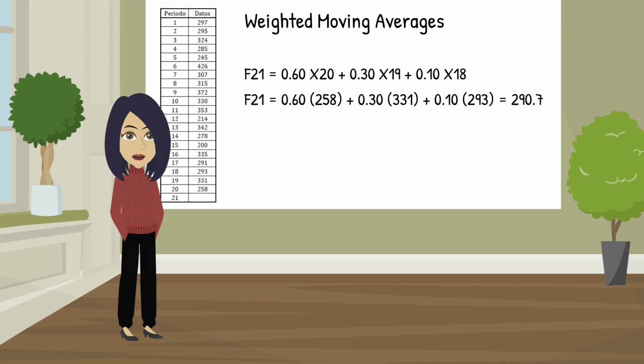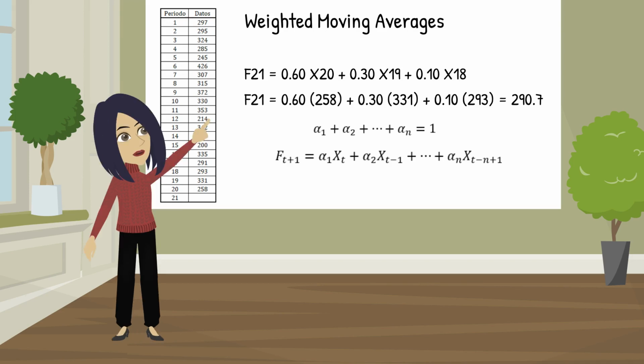If we think that alpha represents the weights that we will give to each data, then we can state that alpha 1 plus alpha 2 plus up to alpha n must be equal to 1. I think that with this explanation, the formula for obtaining the forecast will be very clear to you. If I consider the example we made, then alpha 1 is equal to 60% or 0.6, alpha 2 is 0.3 and alpha 3 is 0.1. This means F21 will be equal to 0.6 times x20, plus 0.3 times x19, plus 0.1 times x18. Which is exactly the expression we have in the first equation.